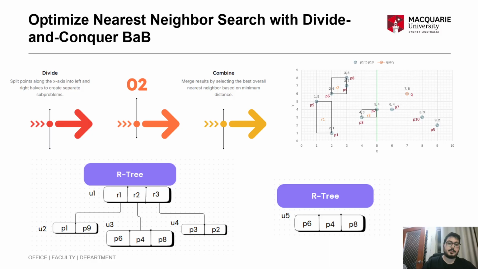The divide and conquer is in a way that we divide the x-axis into two. The left hand side and the right hand side will be done separately for the BAB algorithm, and the construction of the R tree is done separately, and then we combine them by getting the minimum of the p-best for the left hand side and the p-best for the right hand side.